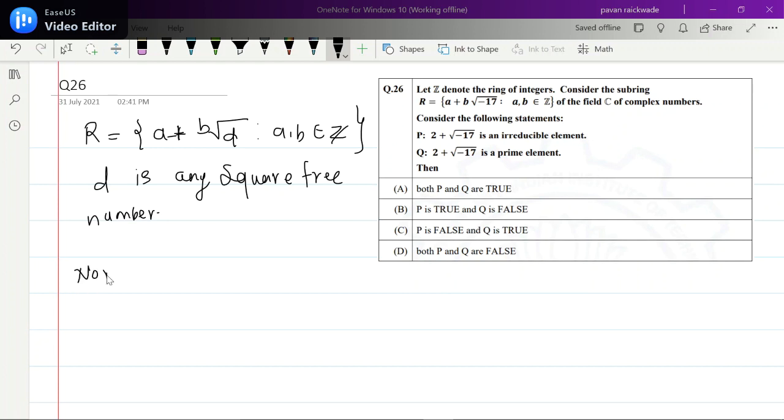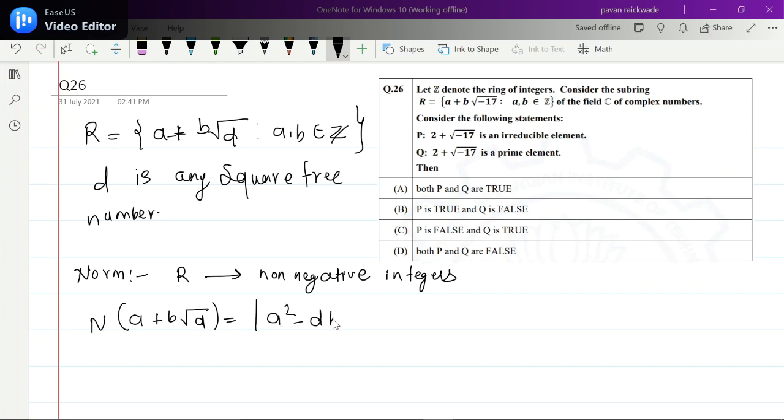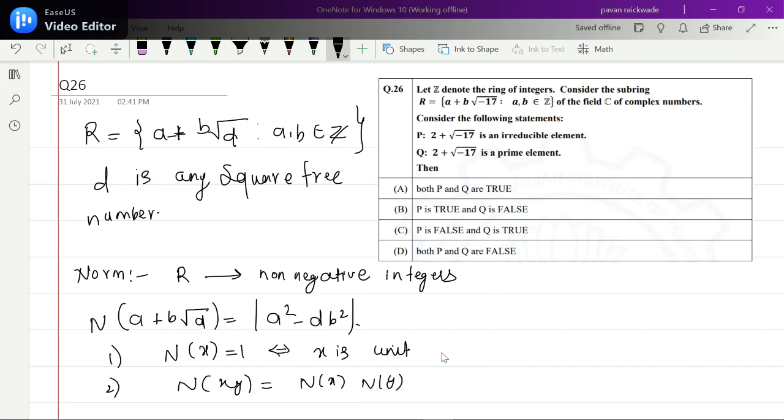The norm function is from the ring R to non-negative integers. How is that defined? The norm of any element a plus b root d is defined as the modulus of a squared minus d b squared. So this is the norm, and it has some properties. The first property is that the norm of an element is 1 if and only if that element is a unit. The second useful property is that the norm of a product is equal to the product of the norms. In particular we are using these two properties.